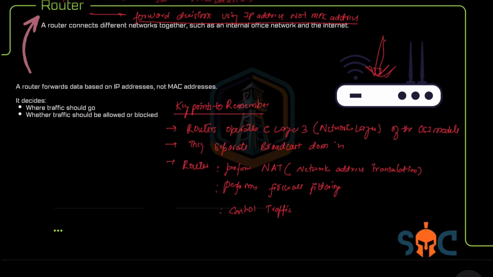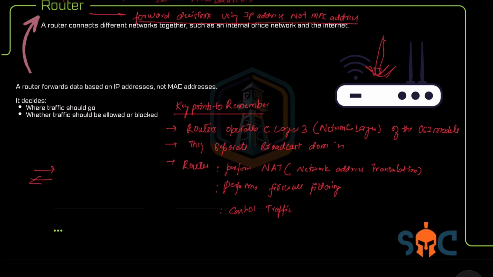Okay, so from a SOC perspective, routers are very critical devices. If we talk about the relevance of routers in the SOC domain, it is very high. Routers sit at the network perimeter. They control the incoming and the outgoing traffic. Misconfigured routers are a major attack vector. Just remember, misconfigured routers are a major attack vector.